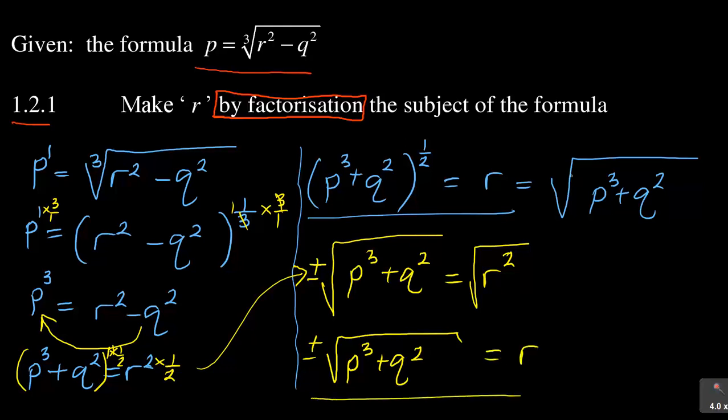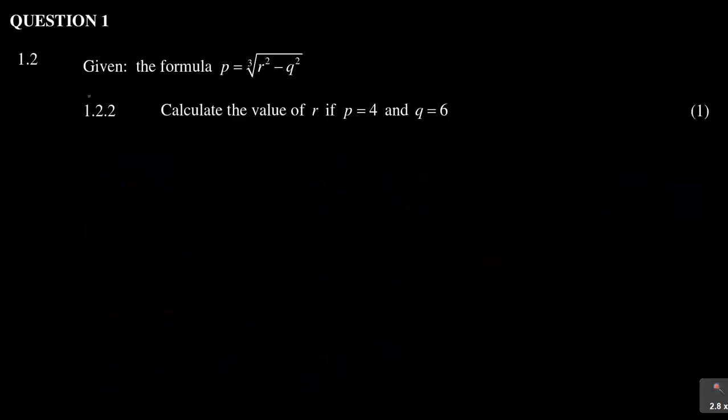So that is that, which means we also needed to put a plus or minus in that part. So this is also the same way of doing the previous method. They will still give you all your marks. So that is how you solve for R in that case. And then it says given the formula, so this is 1.2.2, it is 1 mark.